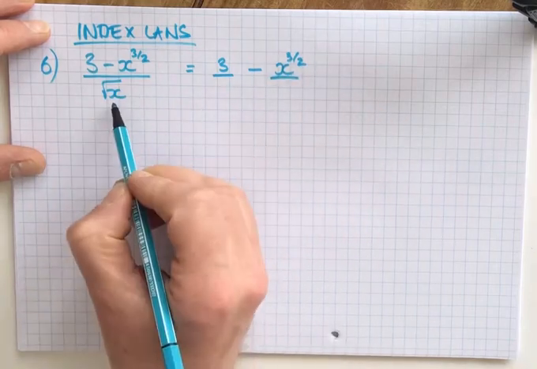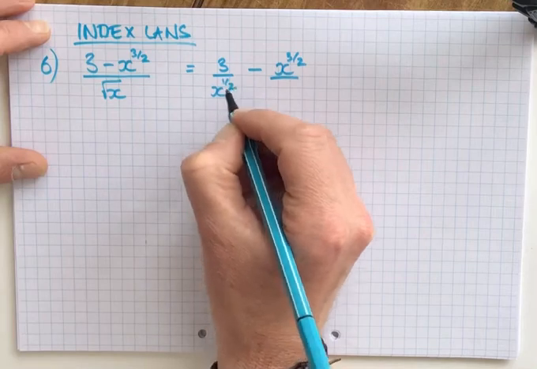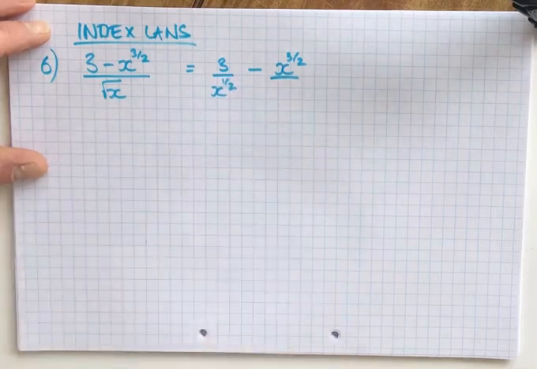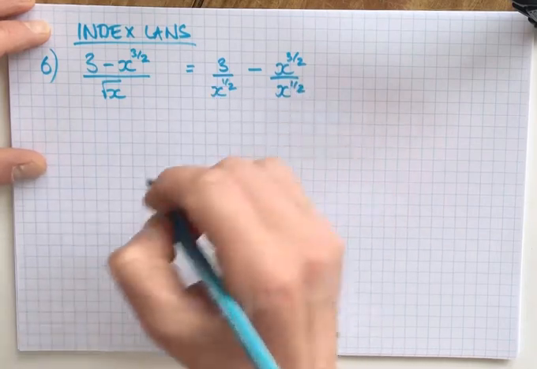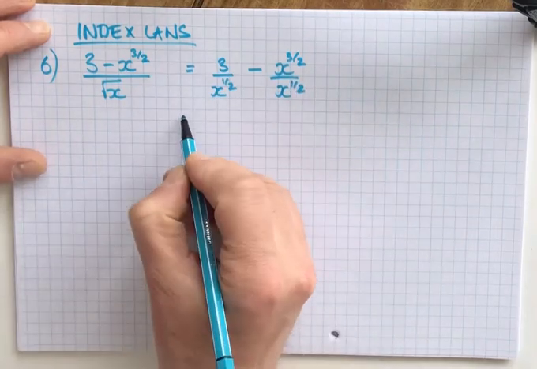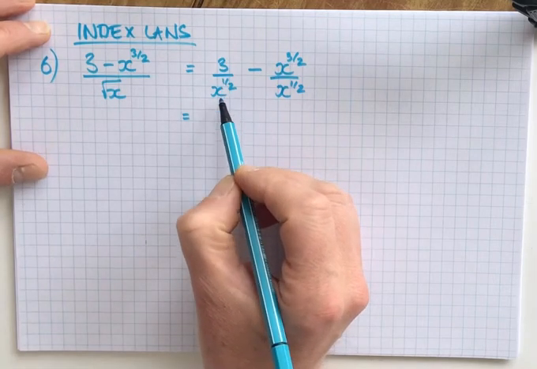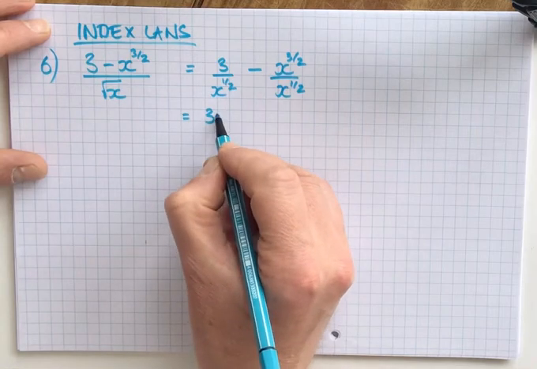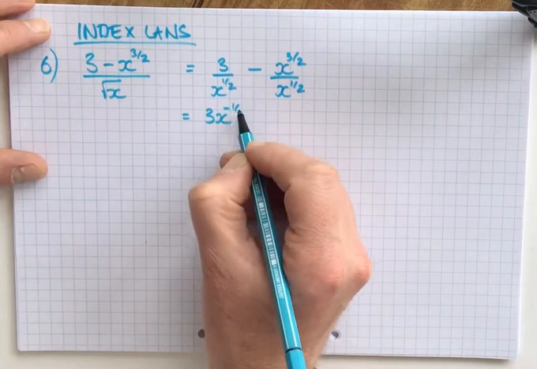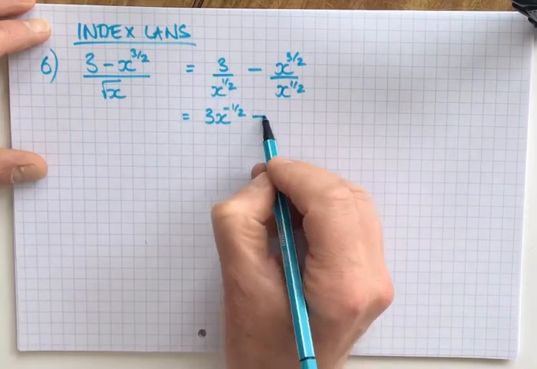And at the same time, instead of writing a square root sign, I'm going to write it in index form. The square root of x is the same as x to the half. So now I've got two fractions. I'm sure you remember from early in year 11 that if you've got to divide by x to the power of something, that just makes the power negative. So this is the same as that.